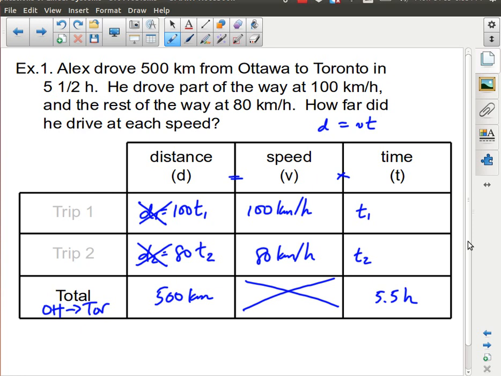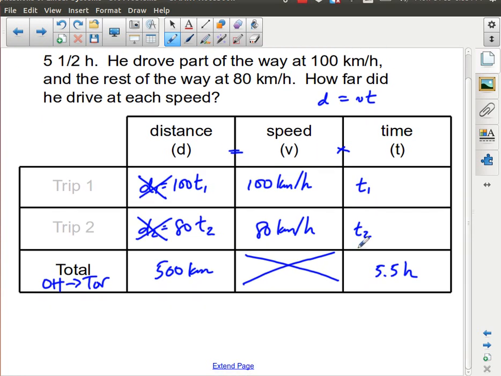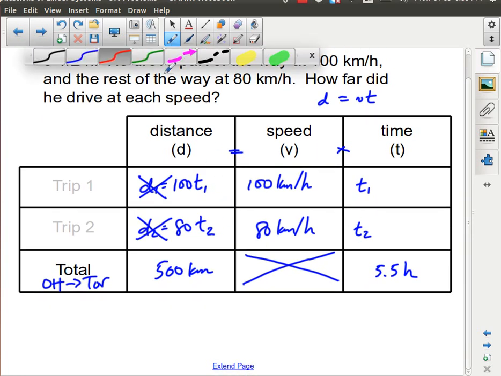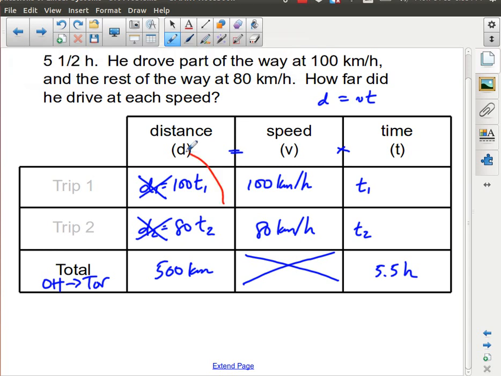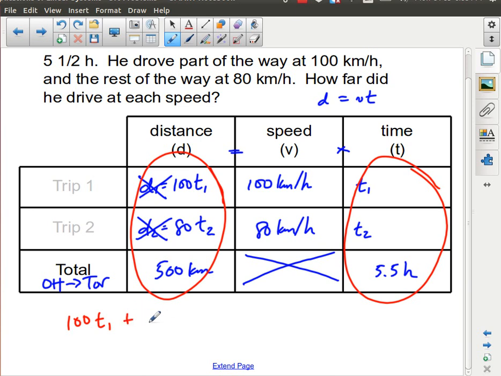So now that I've got that, let's go ahead and construct our equations. The way I construct my equations is I'm actually going to look at this vertically and look at this one vertically. So I end up with 100 t1 plus 80 t2 is equal to 500. That's equation number 1.